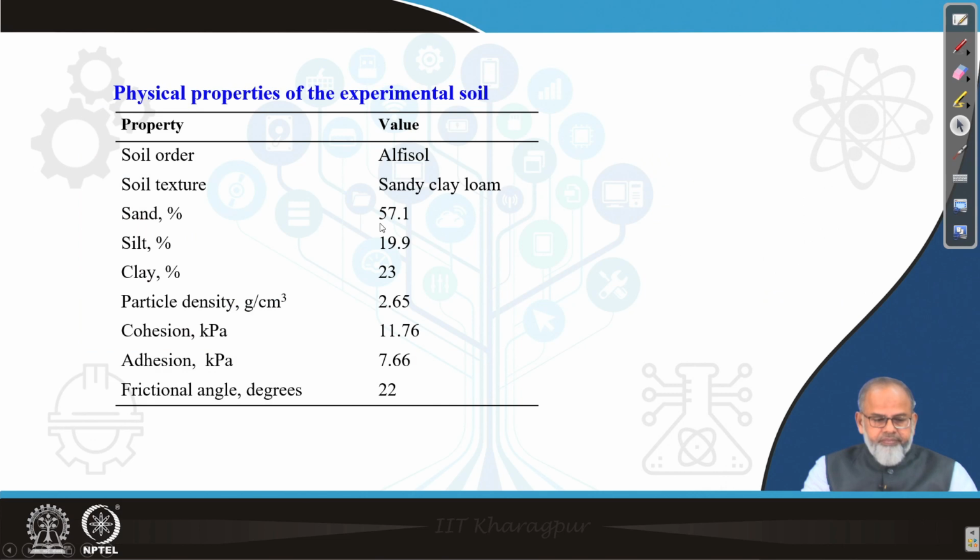This is the soil condition, where the soil is sandy clay loam, with sand, silt and clay percentages of 57.1, 19.9 and 23%. The particle density is 2.65 gram per centimeter cube, cohesion is 11.76 kilopascal, adhesion is 7.66 kilopascal, and the angle of internal friction is around 22 degrees.